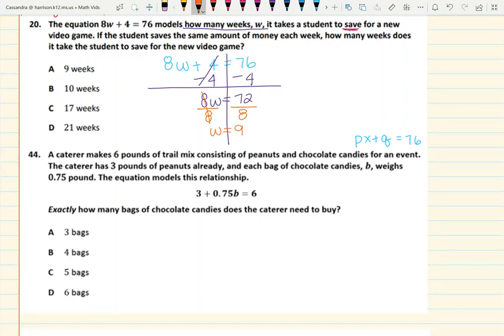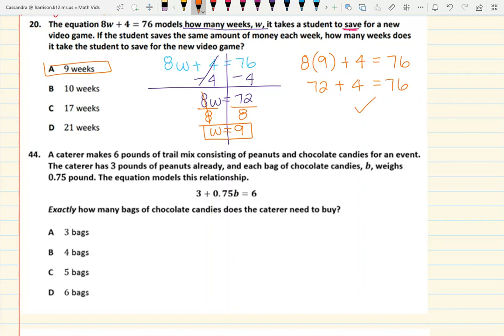So how many weeks was I saving? 9 weeks. So if I want to check my answer to make sure I got it right, which 9 is one of my answers, so I'm thinking it's going to be A, I can check that and say, well, if I saved $9 every week for 8 weeks, that's what it's saying, and then I added an extra $4, would I have $76 total? And yes, because 8 times 9 is 72, plus 4 equals 76. So yes, that checks out.